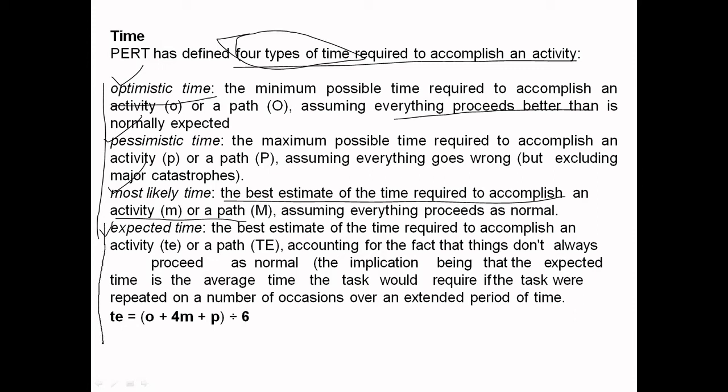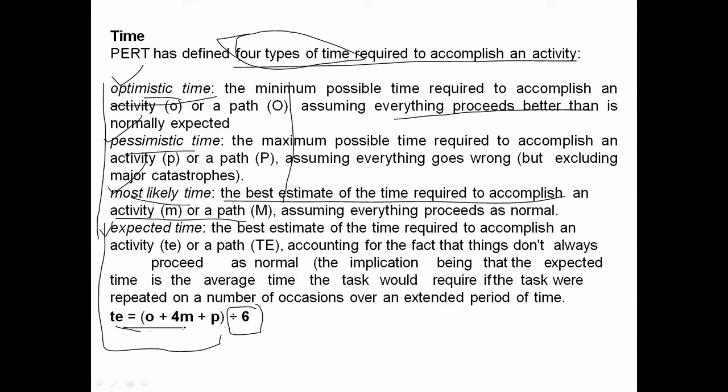The expected time is possible to estimate by taking the three parameters above: optimistic time, pessimistic time, and most likely time. These three values are considered to identify this path. That is called TE, the expected time. The formula is TE equals O plus 4M plus P divided by 6. Whatever quotient you get, that value is considered as the expected time.